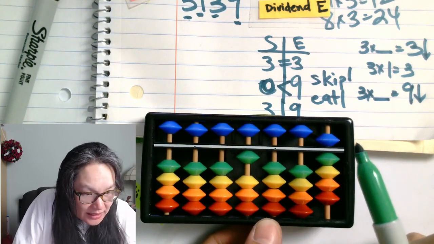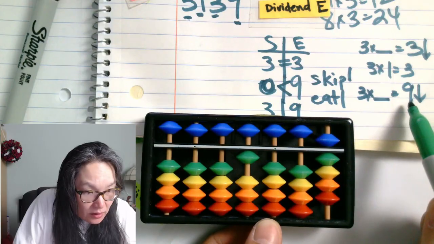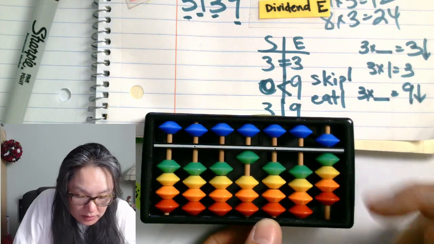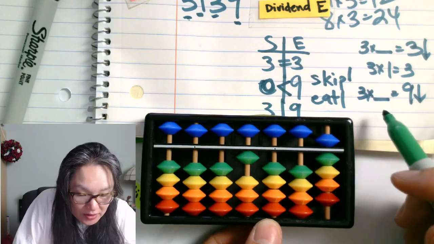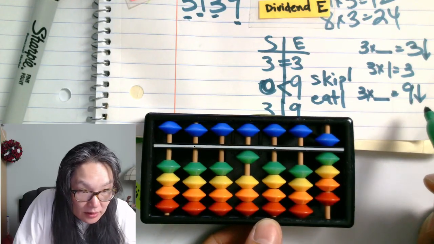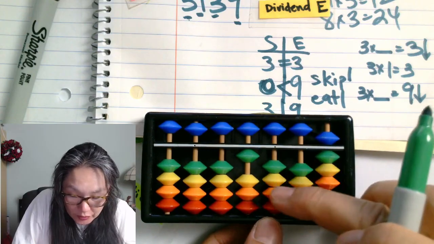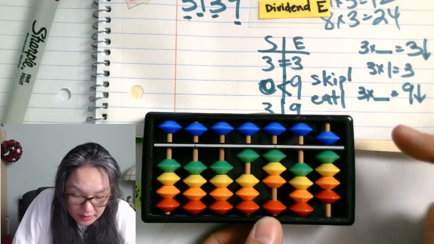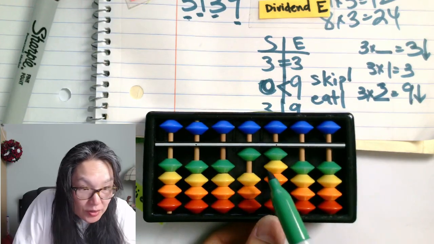So what's my answer? 3 times 3. This is not 6, this is 9. 5, 6, 7, 8, 9. What times 3 is equal to 9 or less? 3. So 3 times 3 is equal to 9. Take away 9. So my answer is 13.